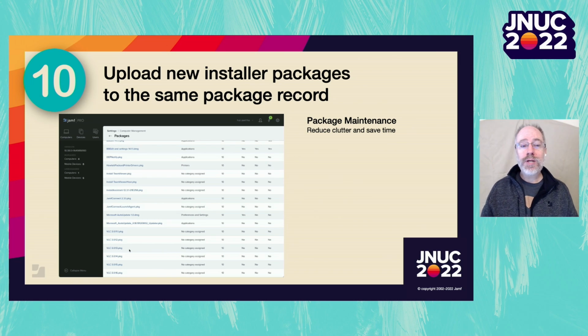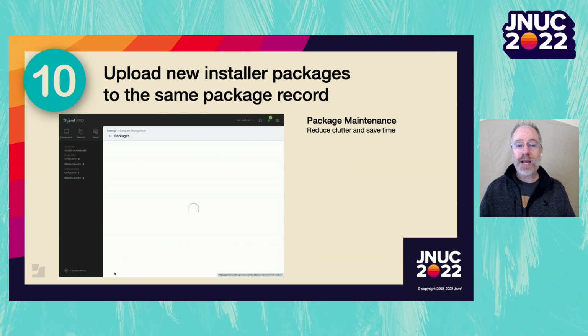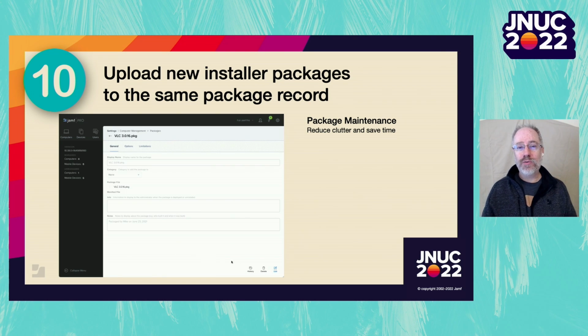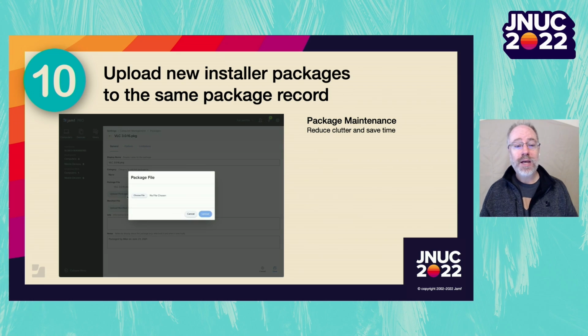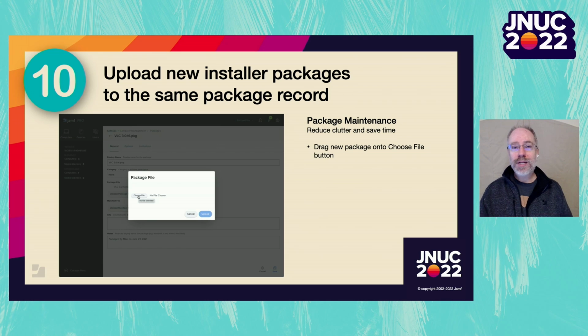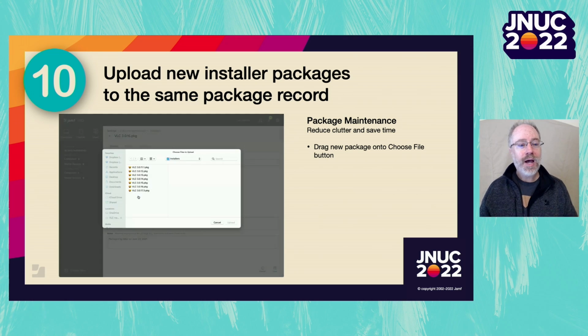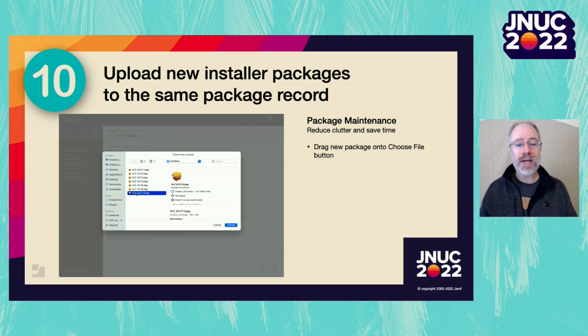This is a great way to avoid package clutter from the start. The next time I have an update, I won't create a new package in Jamf Pro. Instead, I'll edit the latest package. In this case, the latest is for version 3.0.16. When I click the upload button, I'm prompted to choose my new package. And by the way, if I wanted to save a couple of clicks, I could drag my new package right onto this choose button. I'm going to upload the latest package, which is for 3.0.17.